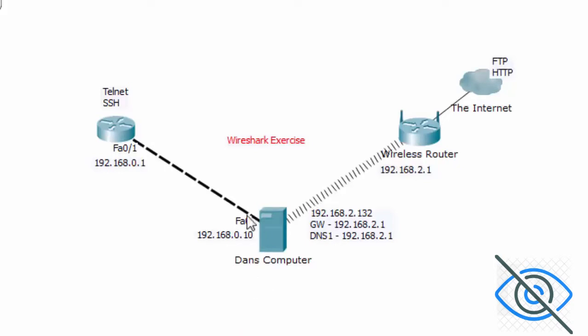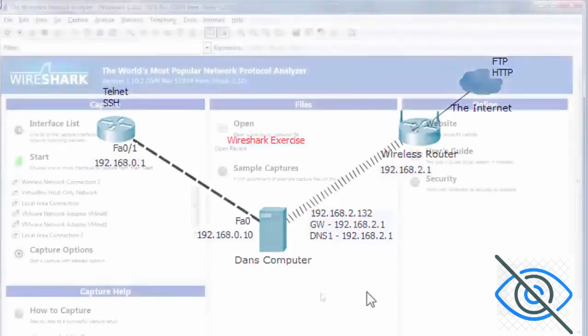The protocols that we will be analyzing are Telnet, SSH, FTP, and HTTP. FTP and HTTP will happen off the internet, and the Telnet and SSH connections will be happening from a router that I'm going to connect to, and I'll capture that traffic when it leaves my computer and when it returns. So this should be a fun exercise, and I'll show you how Wireshark works.